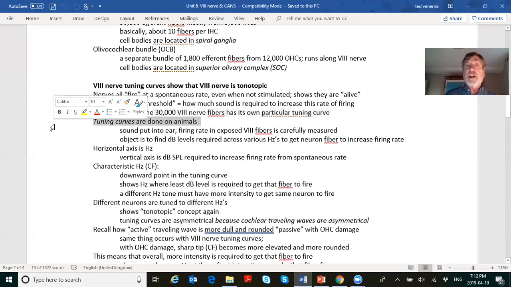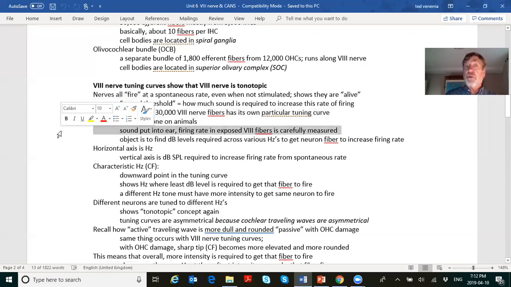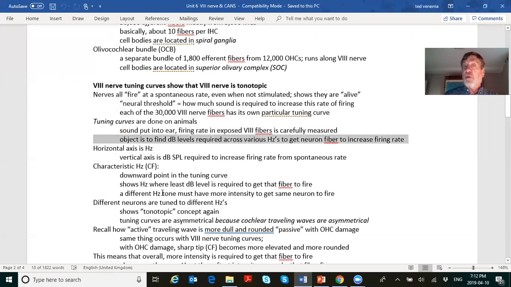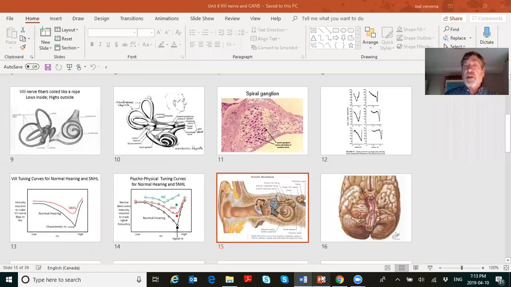Tuning curves are done on animals. The sound is put into an ear. The firing rate in exposed eighth nerve fibers is carefully measured. And the object is to find the decibel level required across the different frequencies to get that neuron fiber to increase its firing rate. So without any further ado, let's look at it again.